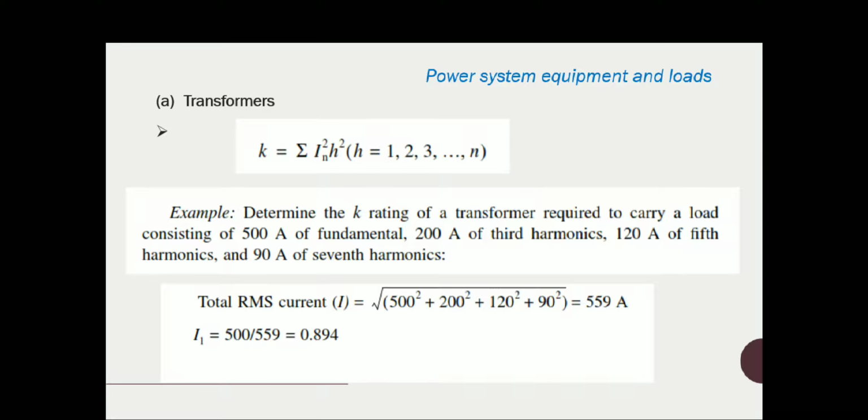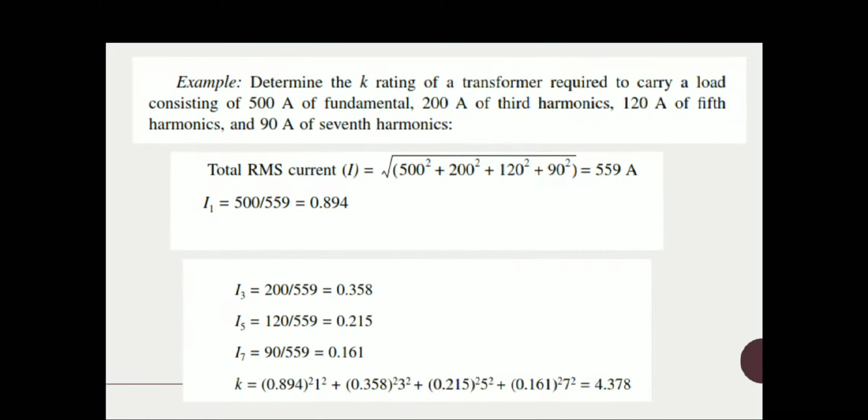I1 is the fundamental current, 500, divided by the total RMS, that is 559. We will get 0.894. Similarly, I3 is 0.358, and I5, I7 are calculated. I3 means 200 amps divided by 559. I5 is 120 by 559, etc.